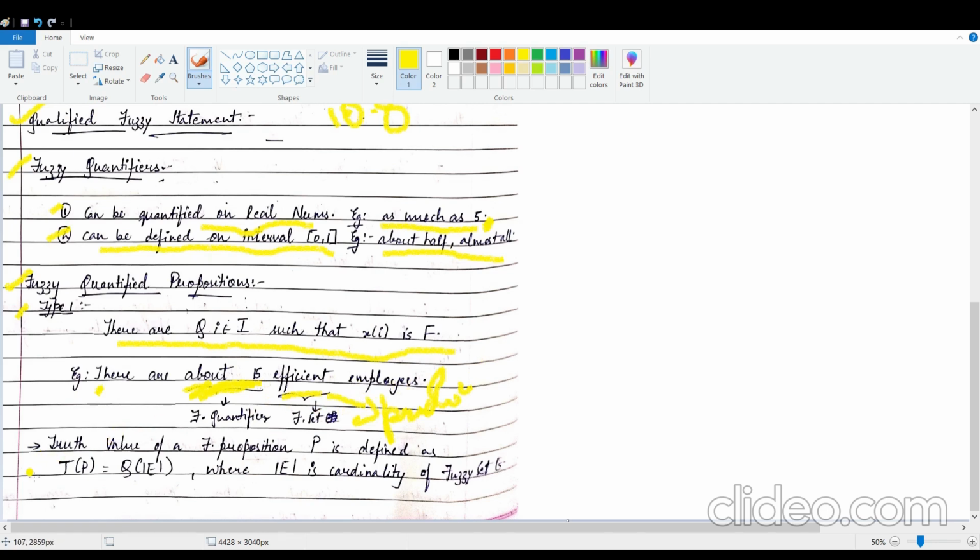So what do we understand by this? There are some small definitions, or let's say properties, associated with it. The truth value of a fuzzy proposition like this is defined as Q of |E|, where |E| is nothing but the cardinality of the fuzzy set E. Whenever we look at any fuzzy proposition, we definitely want to find out its truth value, and that is the reason this definition has been formulated. I do not know how this definition came about, but this is a formula that you might need to remember whenever you see a form like this.